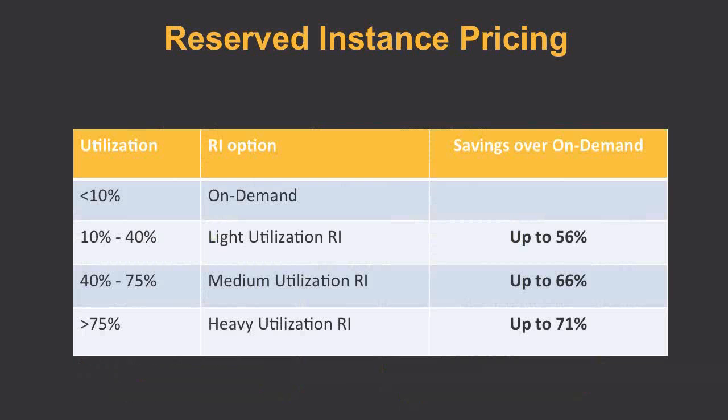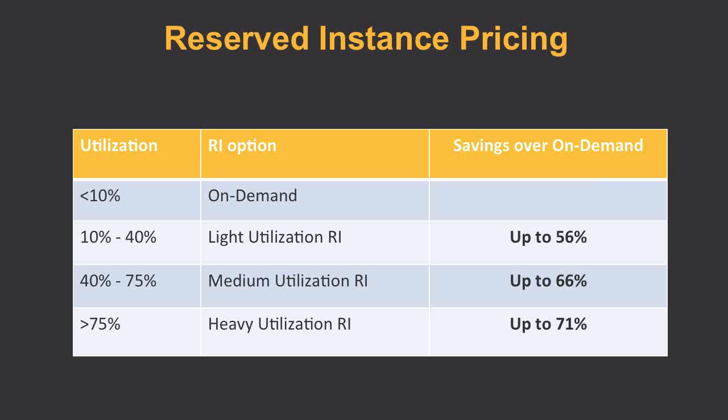But if you have no idea what your utilization is, or you're using something, let's say, below 10%, on demand is probably going to be a better deal for you. But let's say you're running something a few hours a day. You can actually get a light utilization reserved instance for that, and you could see cost savings up to 56%.